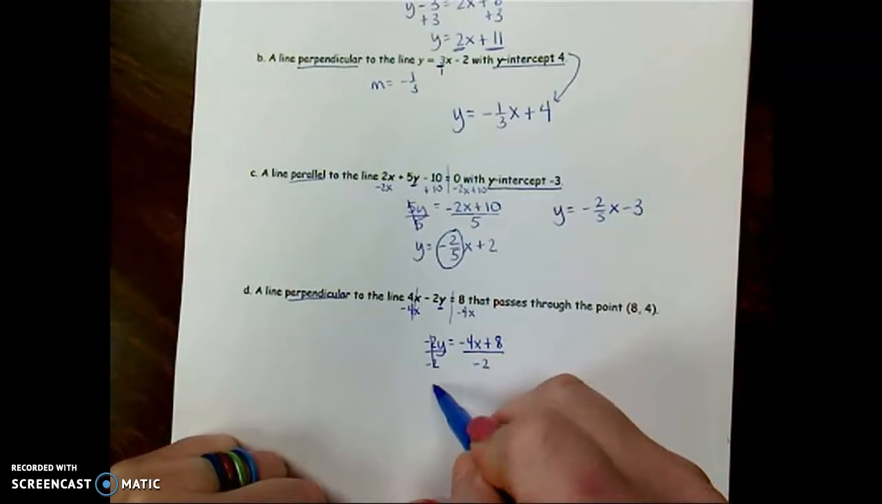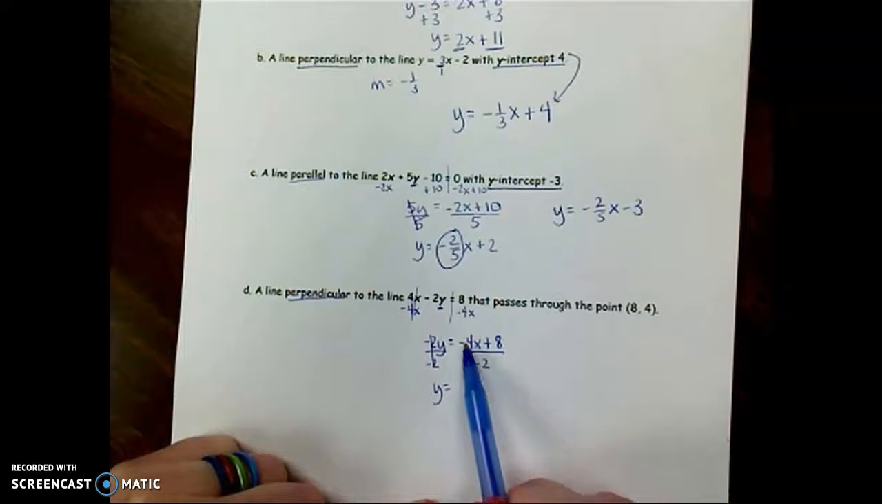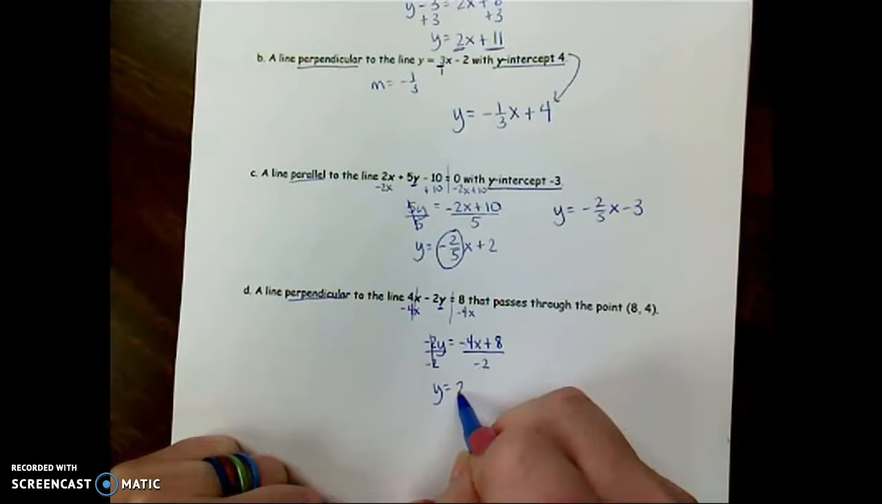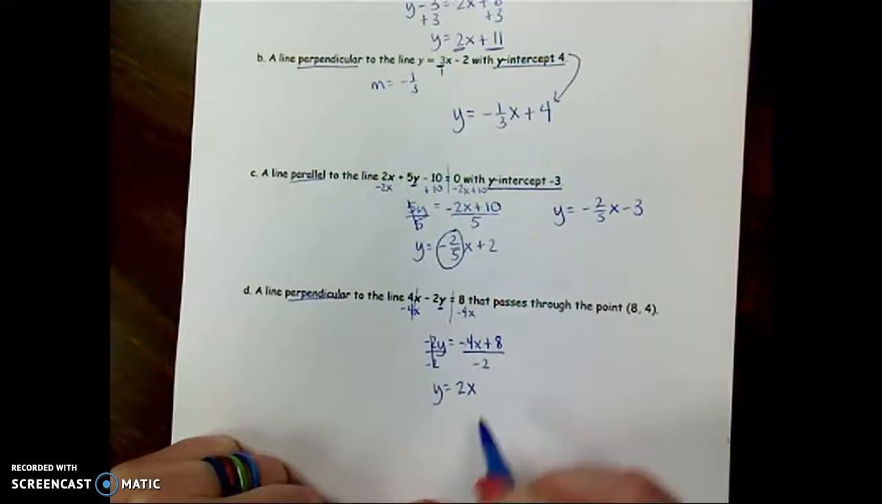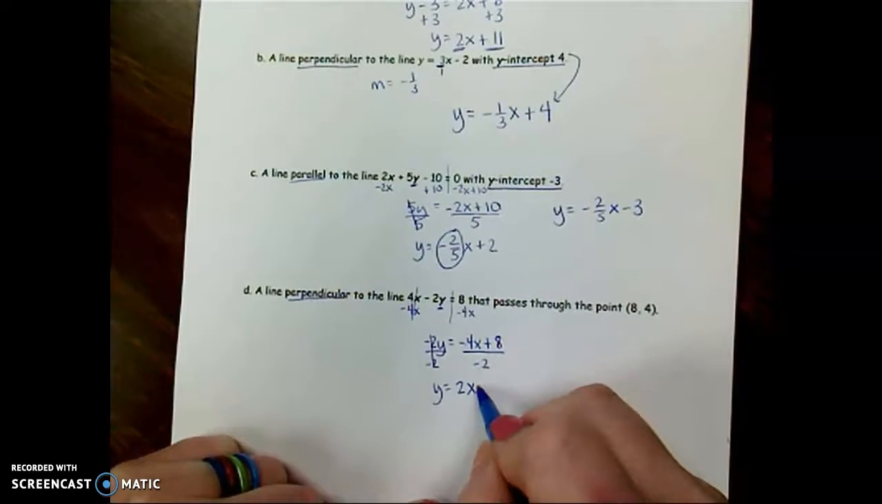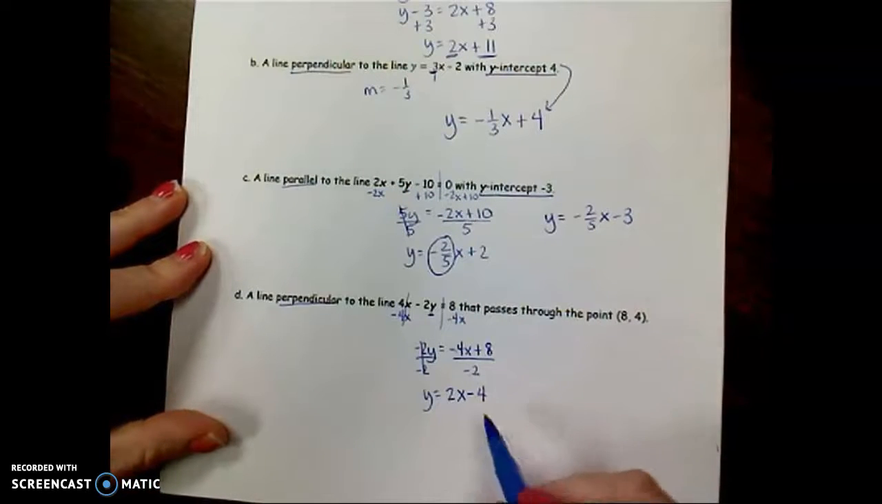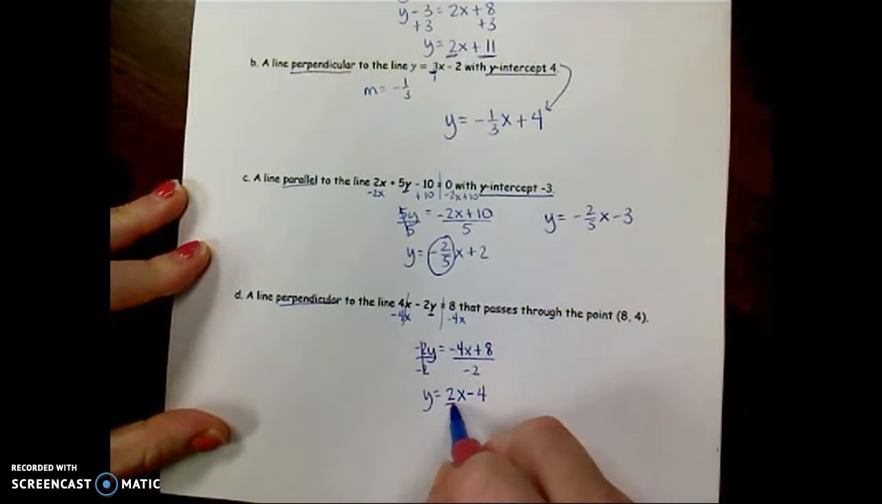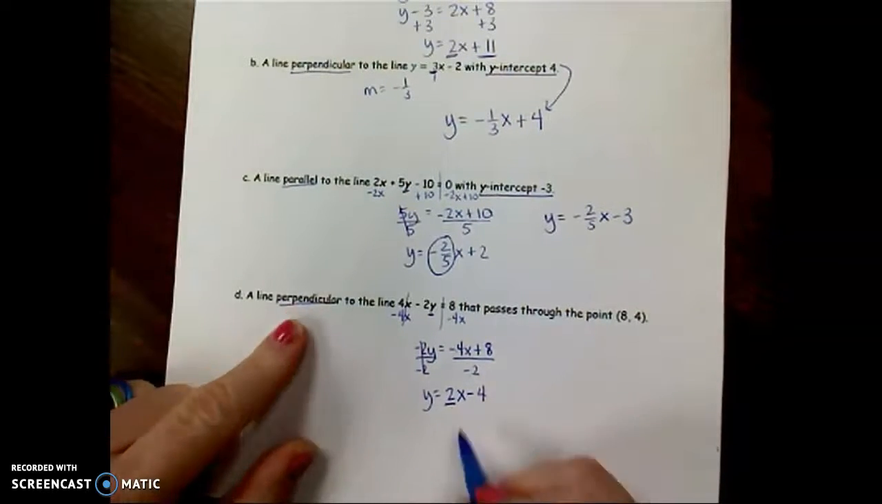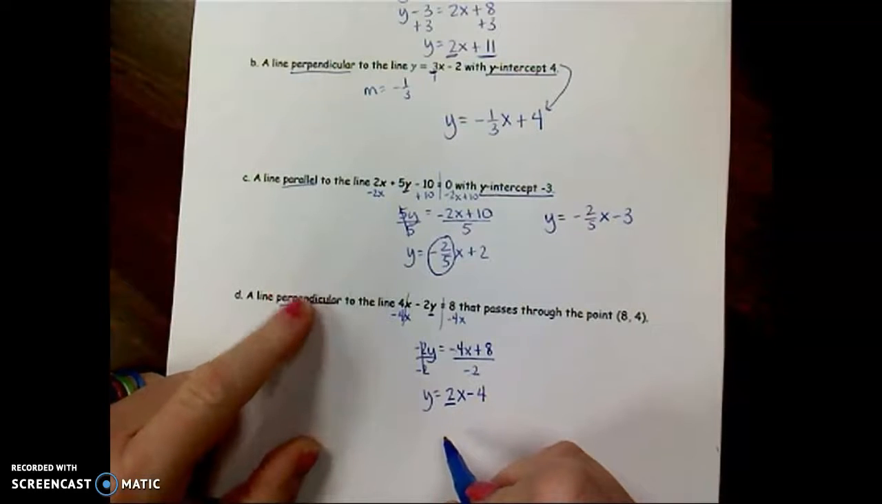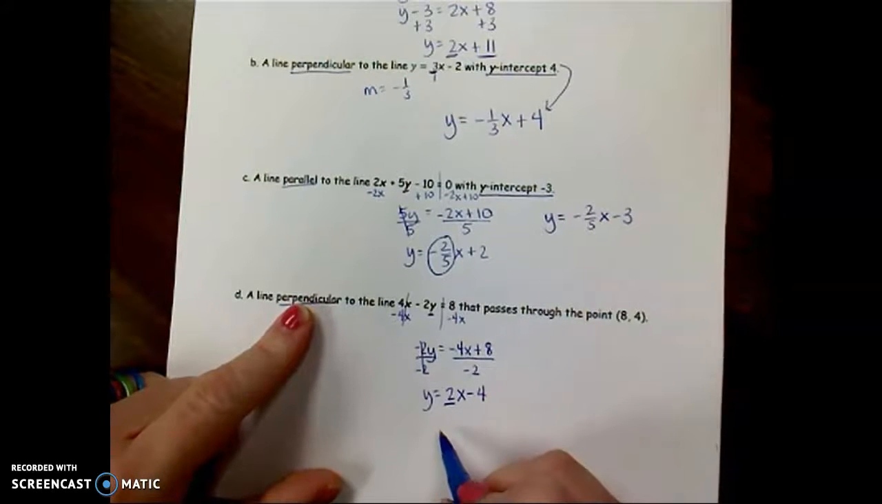So we get y equals, my slope is the number in front of x, which is negative 4 divided by negative 2. That's a positive 2x. My y-intercept, which was really not needed, is 8 divided by negative 2, which is negative 4. All I really need from this given line is its slope. Now remember, we don't want to use the same slope because perpendicular lines have opposite reciprocal slopes.